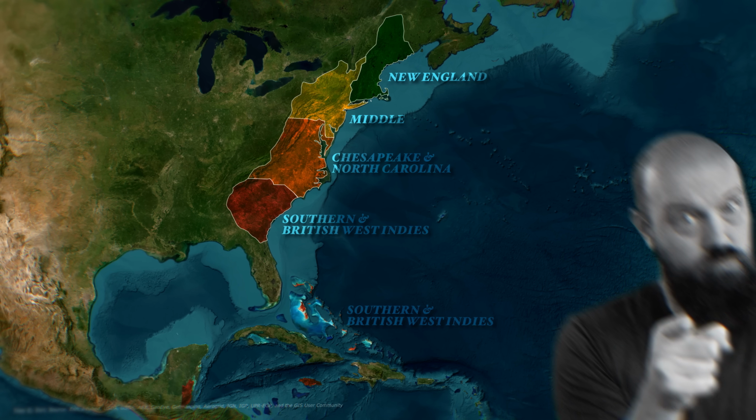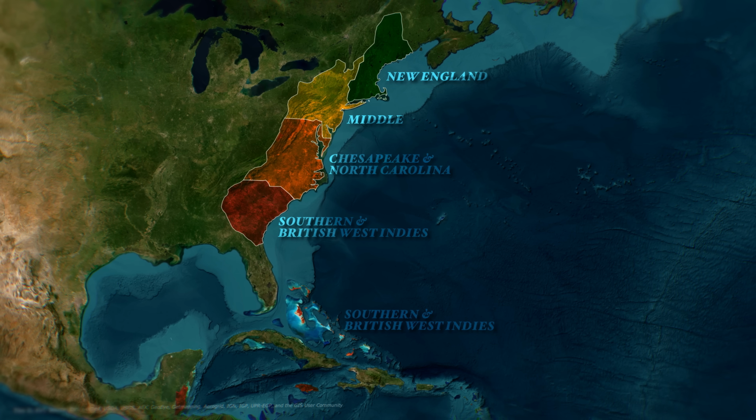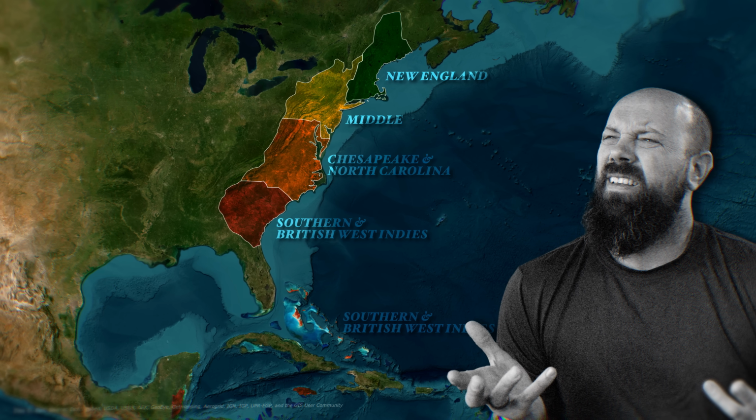So our job here is to compare the similarities and differences between those regions and try to understand why they developed their distinct features. And I'm feeling saucy, so I'm going to run through this geographically instead of chronologically because I think it lends to clearer comparison.